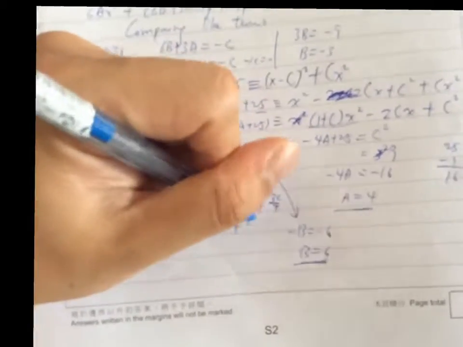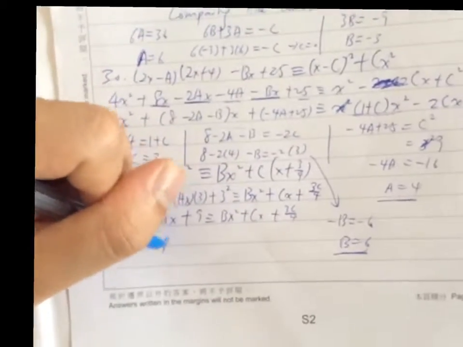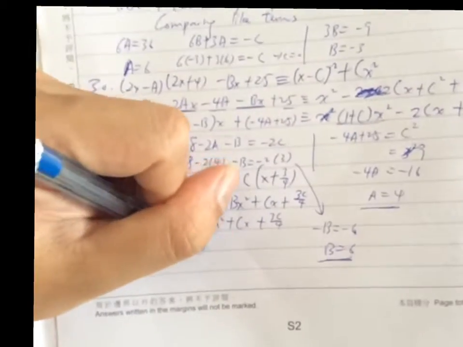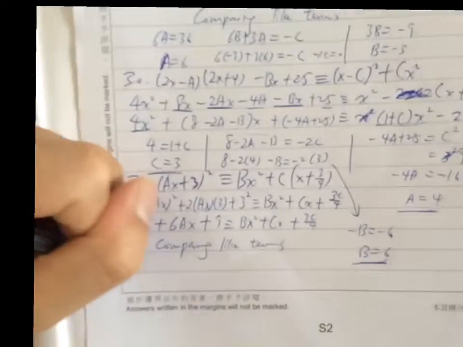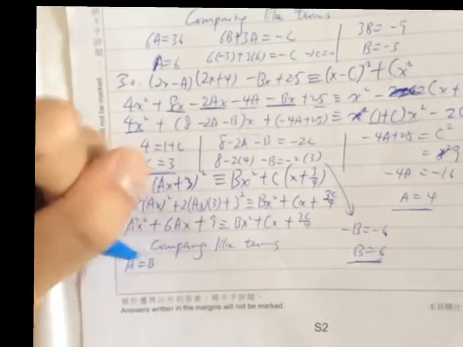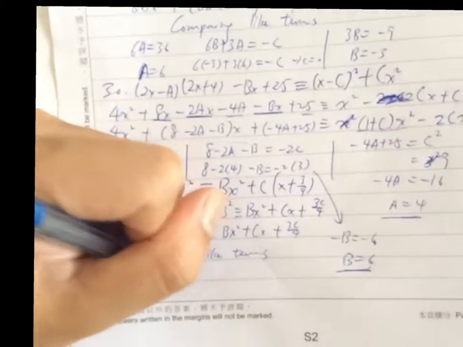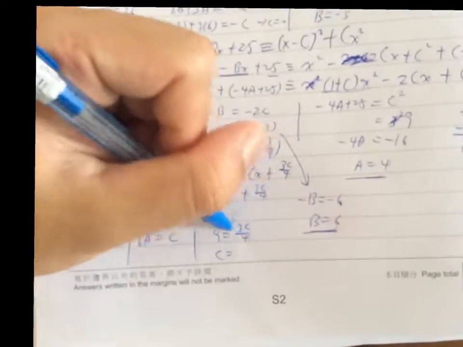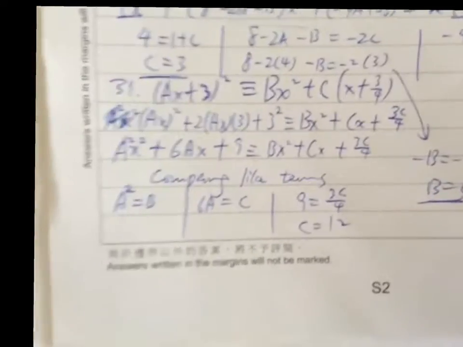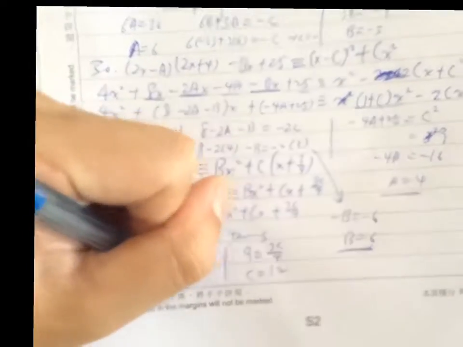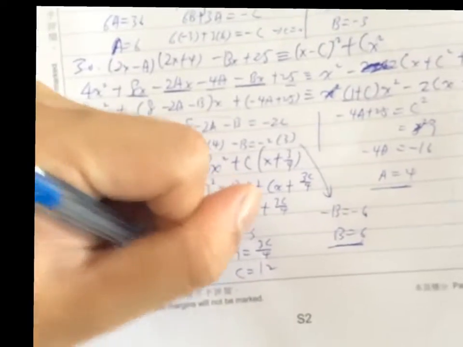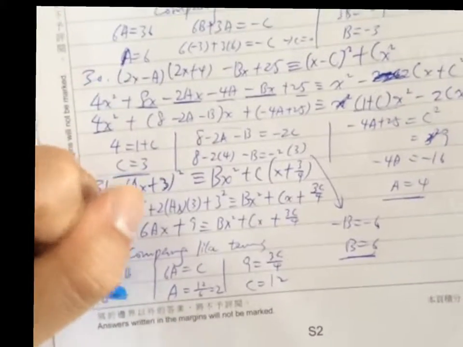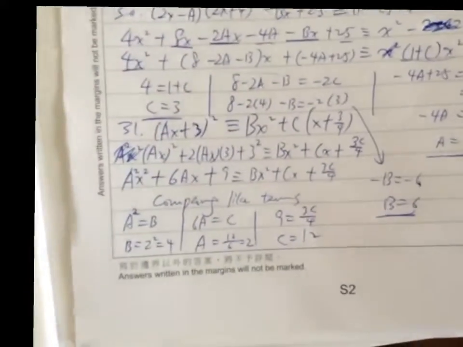So now we are comparing like terms. So a squared is equal to b, 6a equals c, and 9 equals 3c over 4. So c will be 9 divided by 3 over 4, so it will be 12. So c is 12, so a is 12 divided by 6, equal to 2, and b equals 2 squared, equal to 4. That's it.